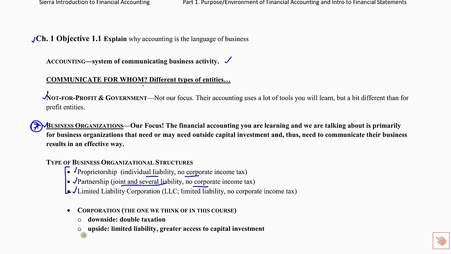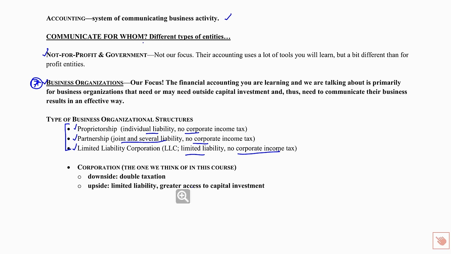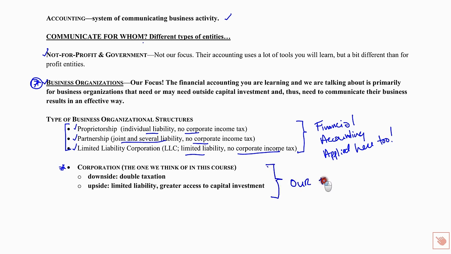And then there's also this thing called a limited liability corporation. No corporate income tax, but it does have limited liability. So that's the benefit. We're really going to be thinking about corporations when we do our accounting, although financial accounting is applied by the other types of corporate entities too. But this is really our focus, what we're going to keep in mind when we do our reporting.